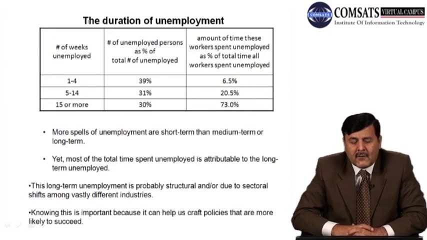Now just if you look at this table, in the first column we have number of weeks unemployed, and then number of weeks unemployed person as a percentage of total unemployed, and amount of time these workers spent unemployed as a percentage of total time all workers spent unemployed. This is the third column. So 1 to 4 weeks, 39%, 6.5% people.